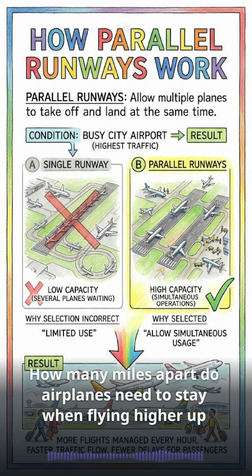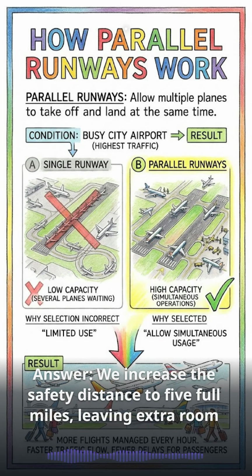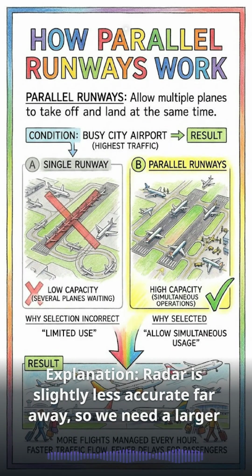82. How many miles apart do airplanes need to stay when flying higher up and farther away? We increase the safety distance to 5 full miles, leaving extra room for the flying pilots. Radar is slightly less accurate far away, so we need a larger safety bubble around planes.